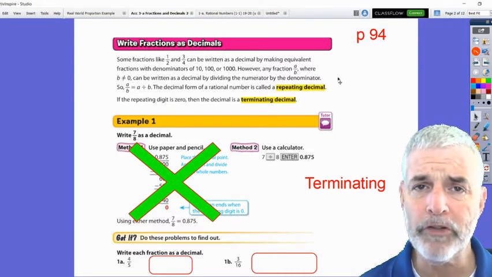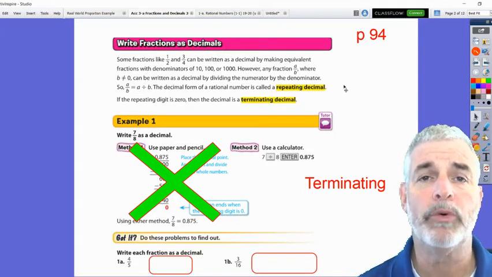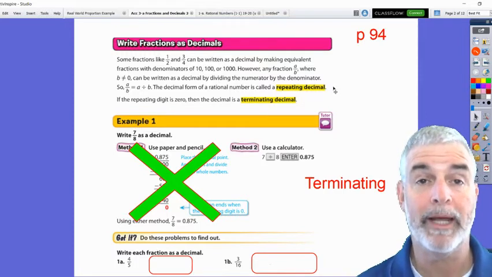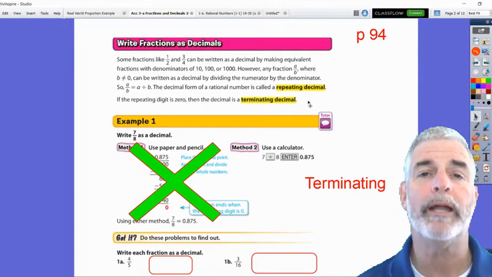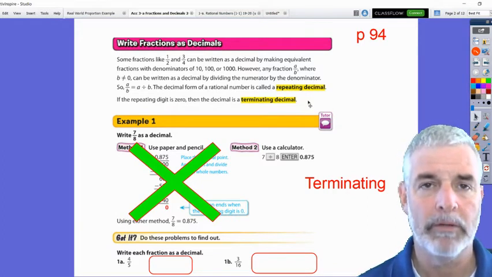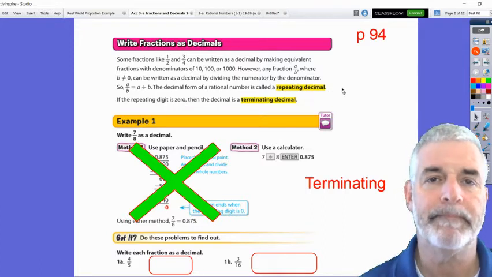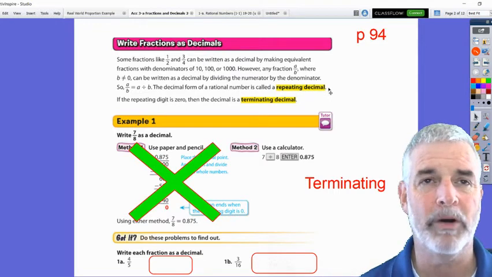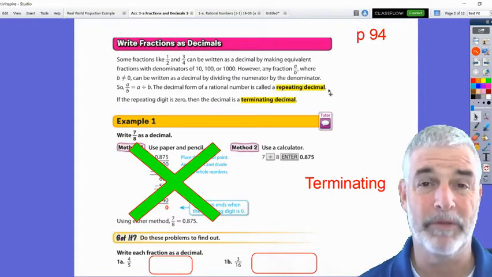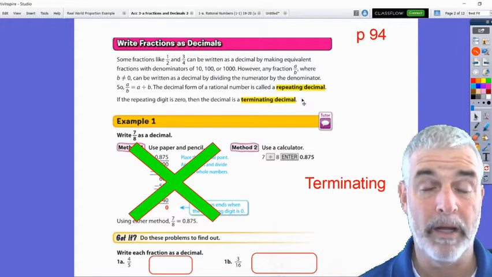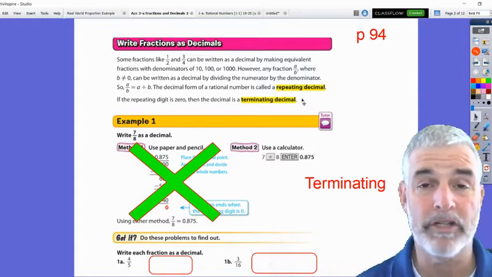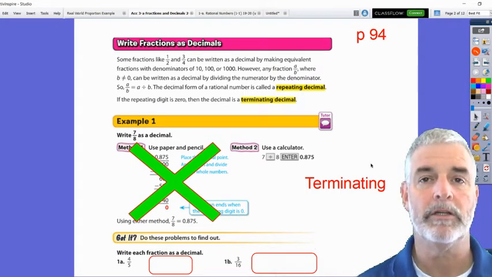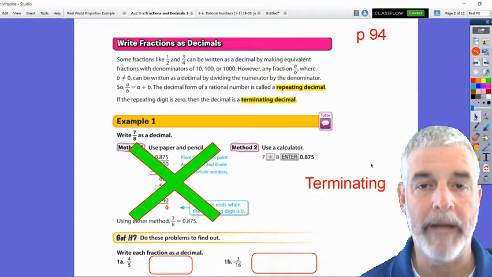Okay, and so they can come out into two different types of answers. You can end up with a repeating decimal, or you can end up with a terminating decimal. Okay, so they talk about that the decimal form of any fraction is called a repeating decimal. But you're not going to think of it as a repeating decimal if the digit that repeats is a 0, right? If the actual non-zero digits stop, that's what we call a terminating decimal. Terminating meaning stops, right? If something terminates, it stops.